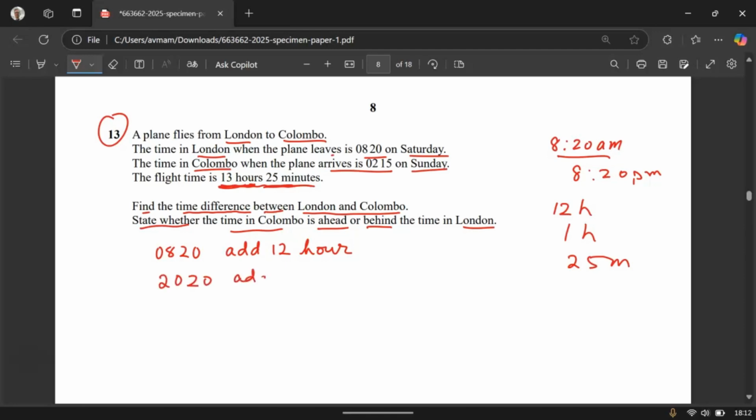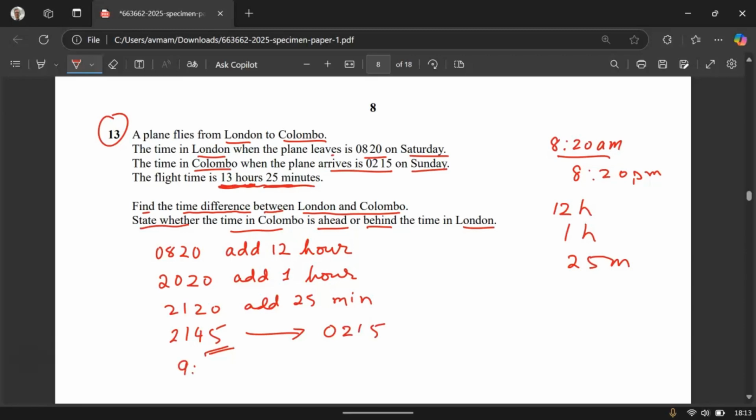And then now let's add 1 hour. That's going to be 21:20. And then let's add 25 minutes. And that's going to be 21:45. So this is the time in London when the plane arrives in Colombo. Okay, so now from 21:45 to 02:15, let's find the time difference.